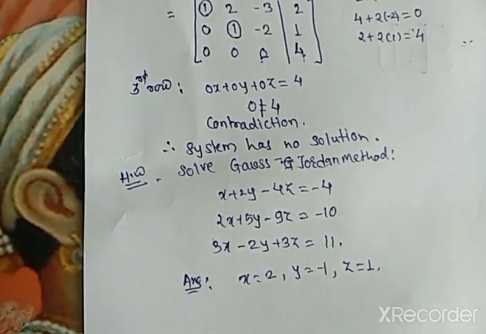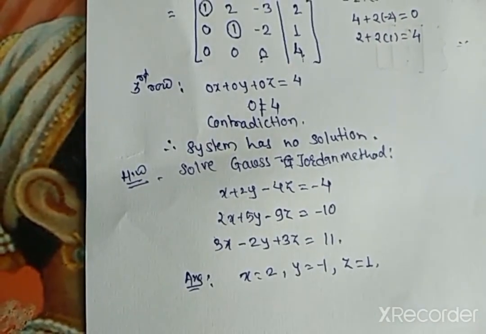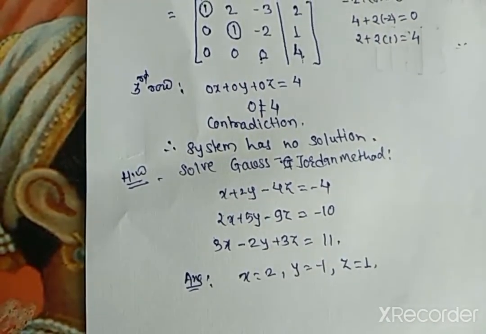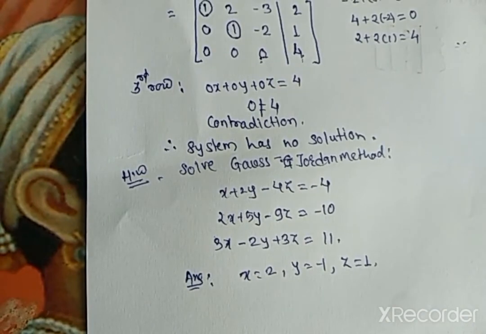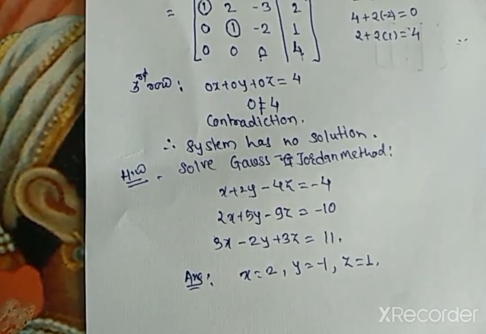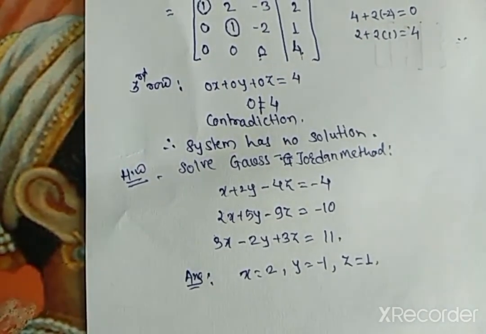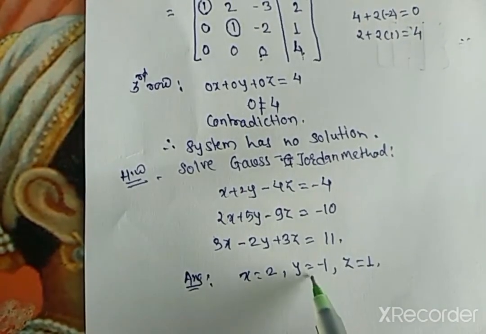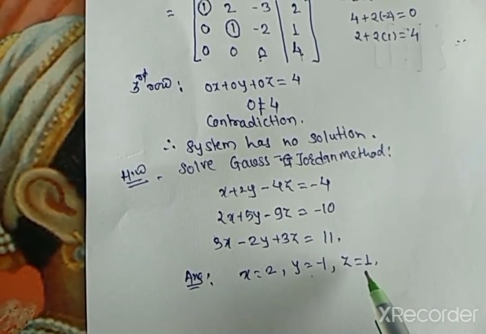Okay, please solve this example by the Gauss-Jordan method. First you have to convert it into reduced row echelon form, and then you will get the answer x is equal to 2, y is equal to minus 1, and z is equal to 1.